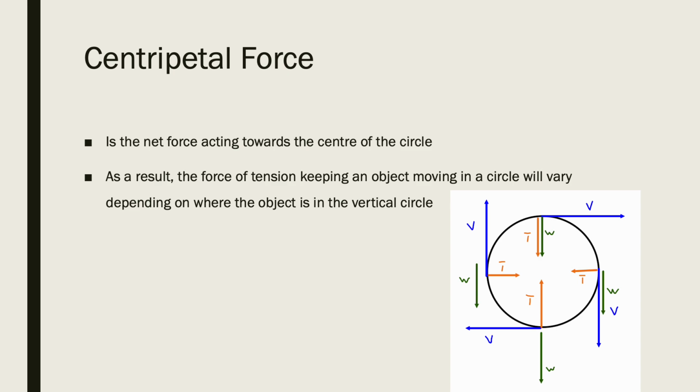Now at the top of our circle, force of gravity is acting towards the center of the circle, so we wouldn't need as much of a tension force. We can see at the bottom of the circle, force of gravity would be acting away from the center of the circle, so we need a stronger tension force than we would at the top. At the sides, our tension force would be equal whether it's on the left side or right side.